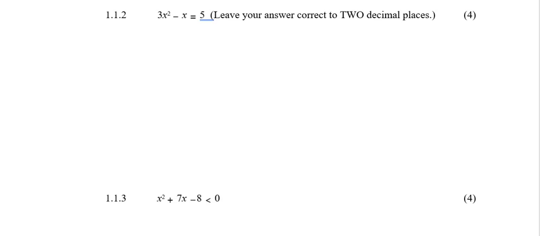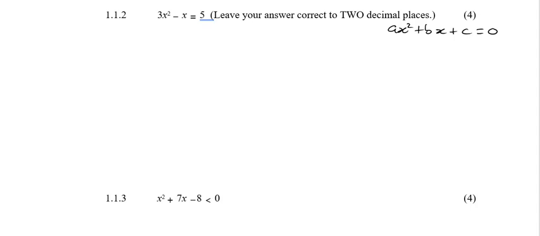The next problem, 1.1.2, we are given 3x squared minus x is equal to 5, but now we are supposed to leave our answer to 2 decimal places. Okay, so for that let me transpose 5 to this side, writing in the standard quadratic format ax squared plus bx plus c is equal to 0.